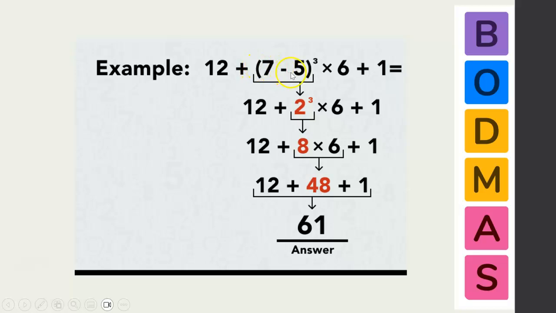So I have 7 minus 5. That's 2. That's whatever's inside the bracket. So it's 2 cubed. So it was just this cubed. So 7 minus 5 is just 2.